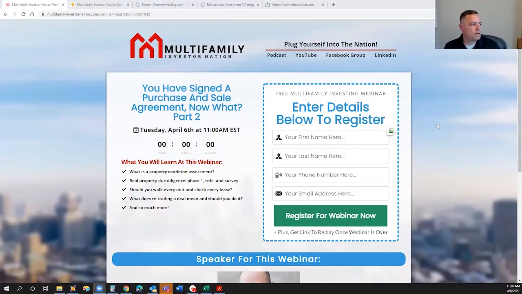Okay. So should you walk every unit and check every lease? Yes, always. Every time, always, yes. And through COVID, there was a little bit of question on whether you could do that or not. We had some groups say you can only inspect 25%. That's a non-negotiable. I'm going to request 100%.